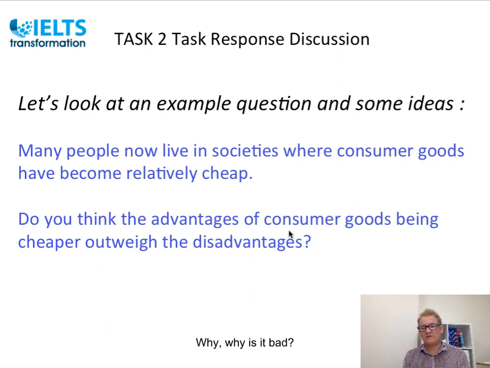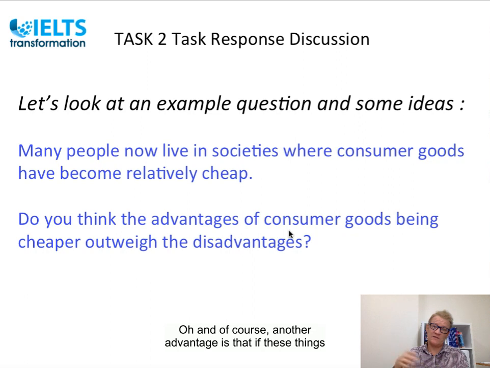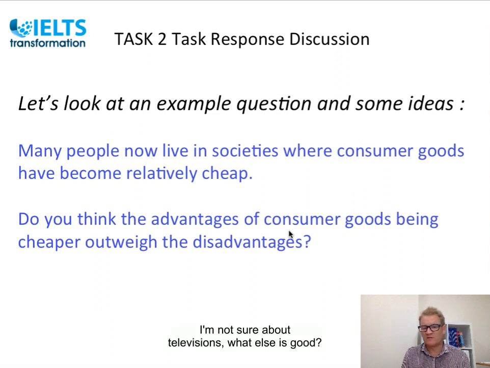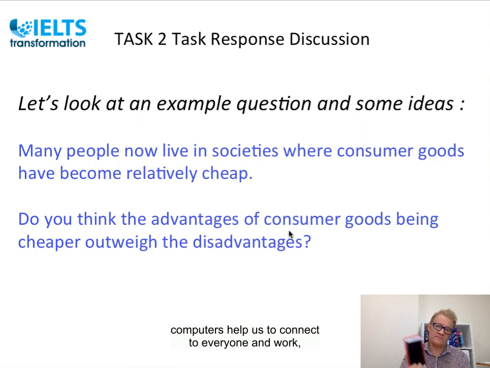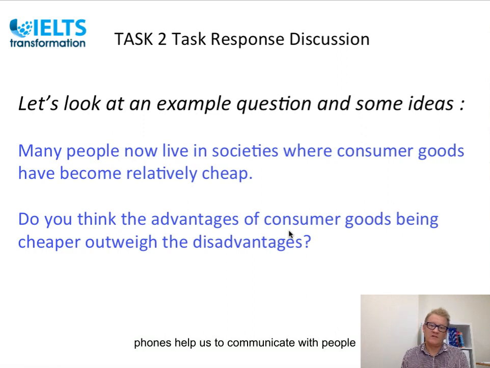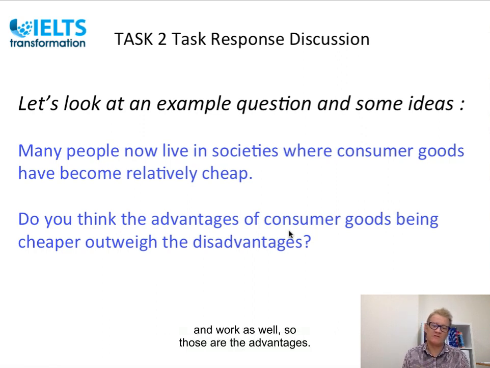Why is it bad? What are the disadvantages? And of course, another advantage is that if these things are cheaper, then more people can have them. And some of these things are good, like refrigerators. It's really good to be able to keep your food cool or even freeze it. That's a good thing. I'm not sure about televisions. What else is good? Refrigerators, I suppose, stoves, things to cook on. Machines in the kitchen, perhaps. Not sure about TVs. Computers help us connect to everyone and work. Phones help us to communicate with people and work as well. So those are the advantages.